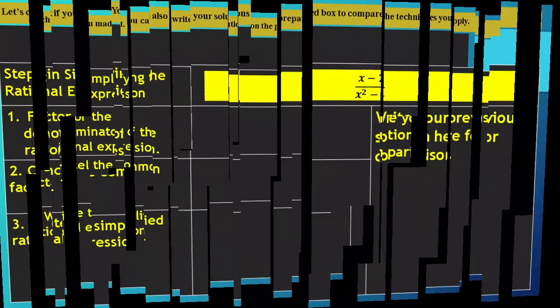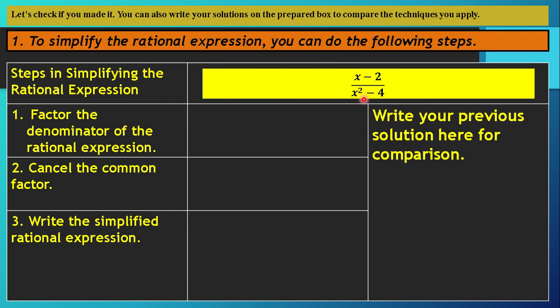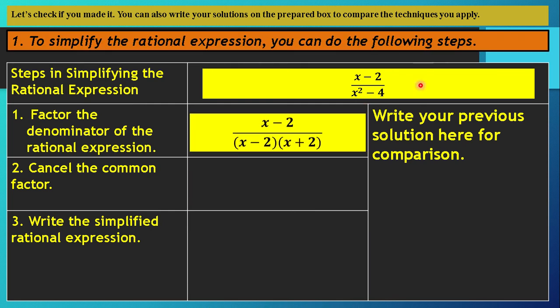So, yung first one natin, simplifying the rational expression. Ito yung number 1 na i-review natin: x minus 2 divided by x squared minus 4. So, we have here steps in simplifying this rational expression. First one, kailangan nating i-factor yung denominator ng rational expression na to. So, yung denominator natin is x squared minus 4.